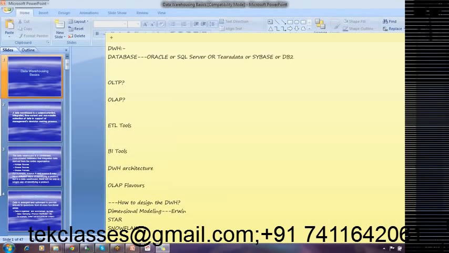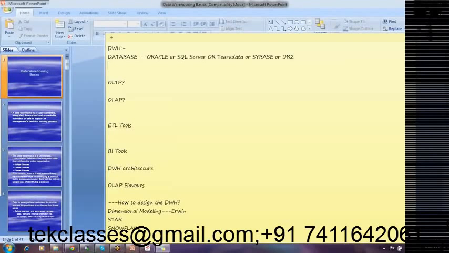Among these, you can choose any one of them as a data warehouse. So practically, in technical terms, a data warehouse is nothing but a database where we store the data for analyzing purposes. That is called a data warehouse.